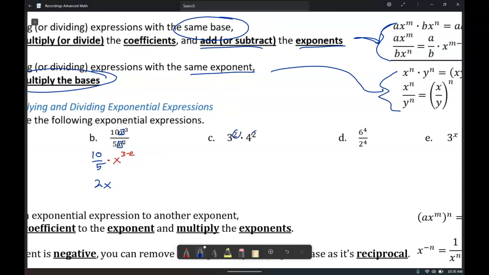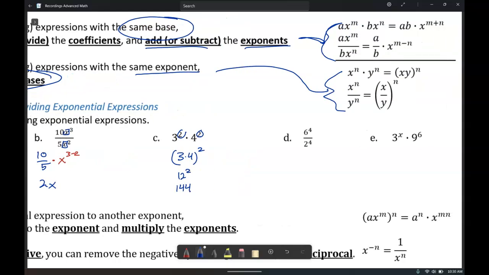Here the exponents are the same, so we can multiply the bases and raise them to the common exponent. 12 squared equals 144. Here again, same exponent, so we'll have 6 over 2 to the 4th power. 3 to the 4th equals 81.